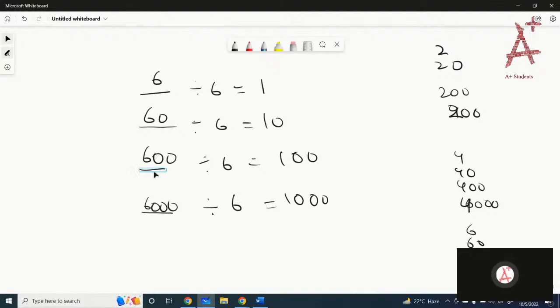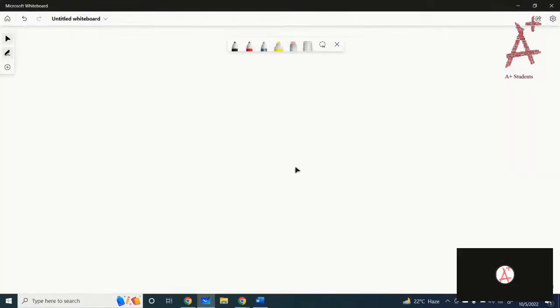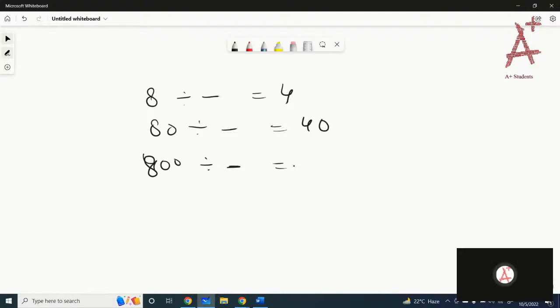Okay, the next one is 8 divided by the missing number is 4. 80 by the missing number is 40. 800 divided by the missing number is 400. And 8,000 divided by the missing number is 4,000. So what number is it? 1, 2, or 4? What number divided by 8 is 4?